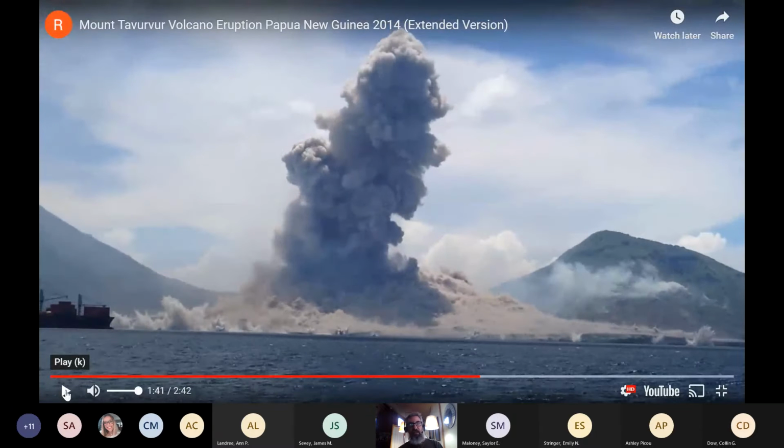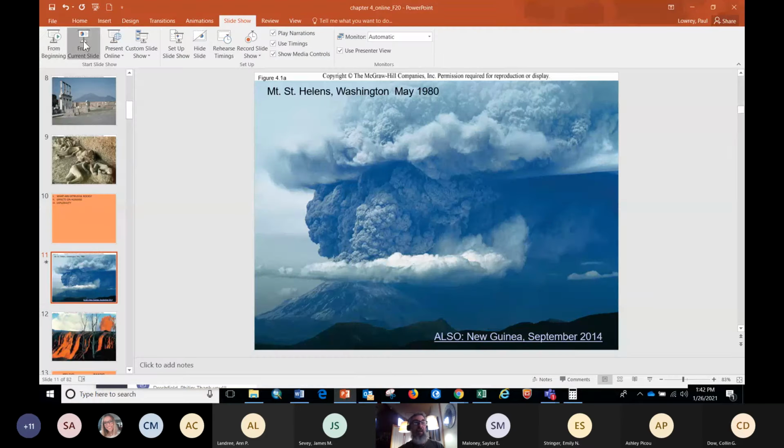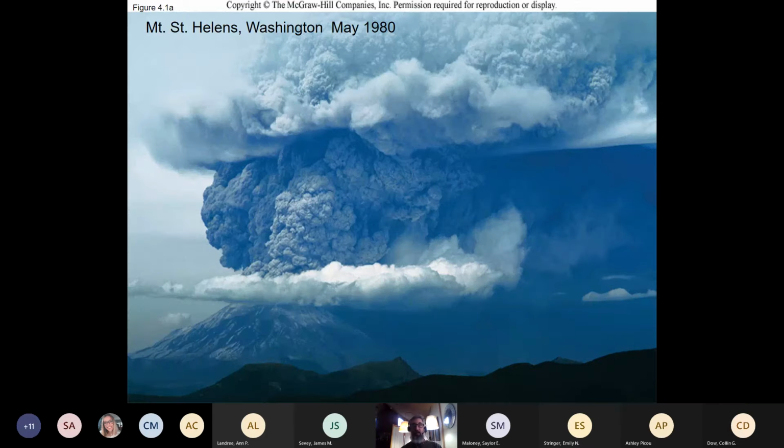So yes, this is an explosive eruption, although we would not consider this a high magnitude explosive eruption. Something like St. Helens here dwarfs that. And then there are others that have dwarfed the 1980 eruption of St. Helens. So that's fairly small potatoes as far as explosive eruptions go.